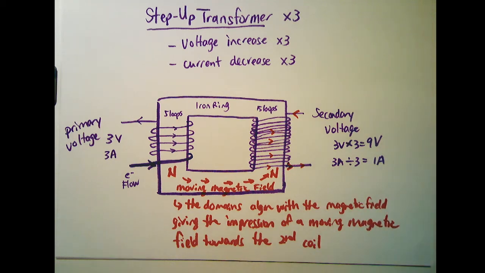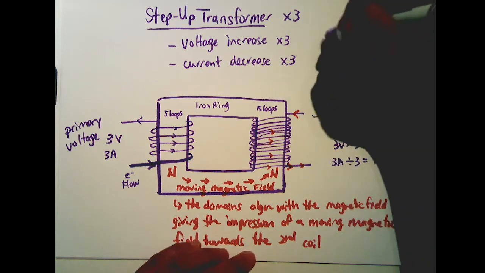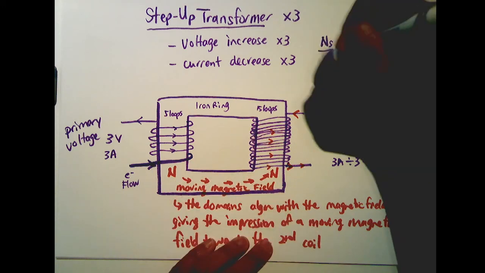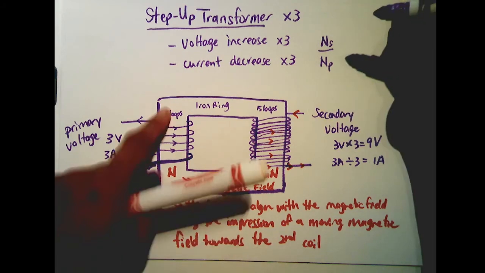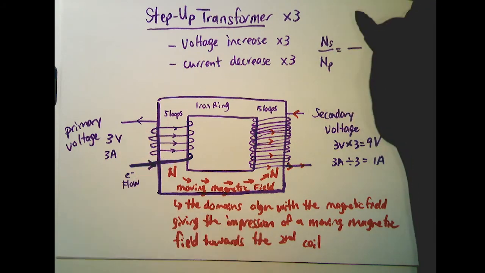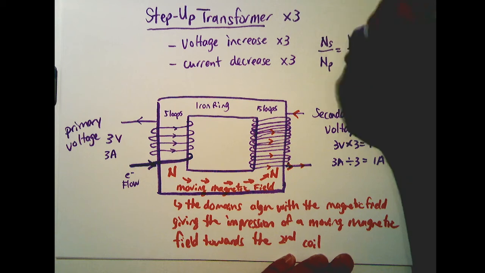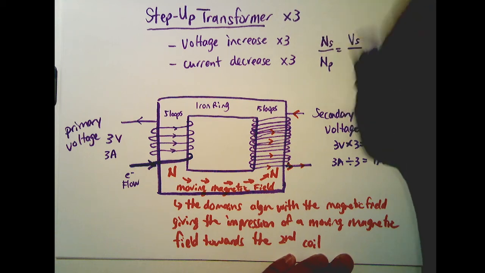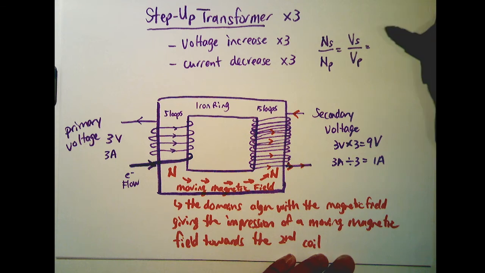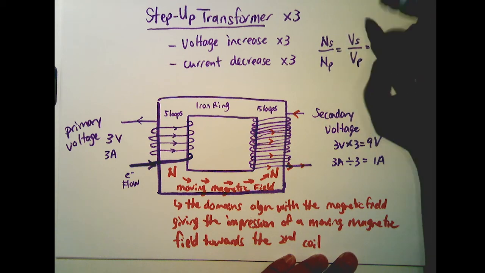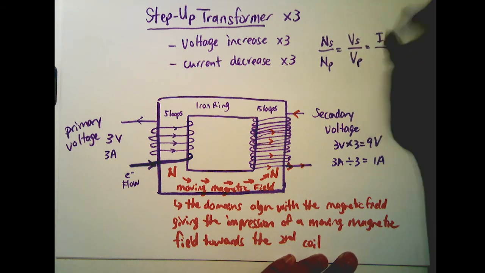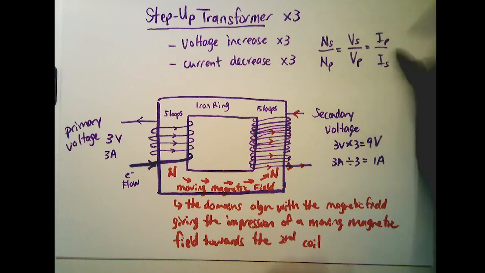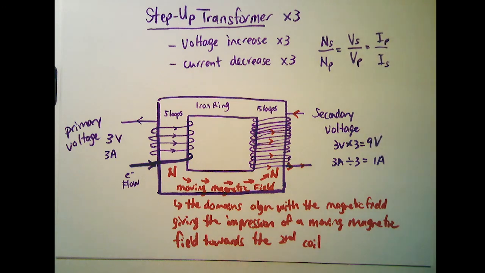Okay, the formula for this, if you are curious, is basically the number of loops in the secondary coil, in this case 15, divided by the number of loops in the primary coil, which is 5, and that will be equal to the voltage in the secondary coil divided by the primary coil. And it's also equal to the inverse of that, so the current of the primary coil divided by the secondary coil. Okay, so that's sort of the overall formula for that.